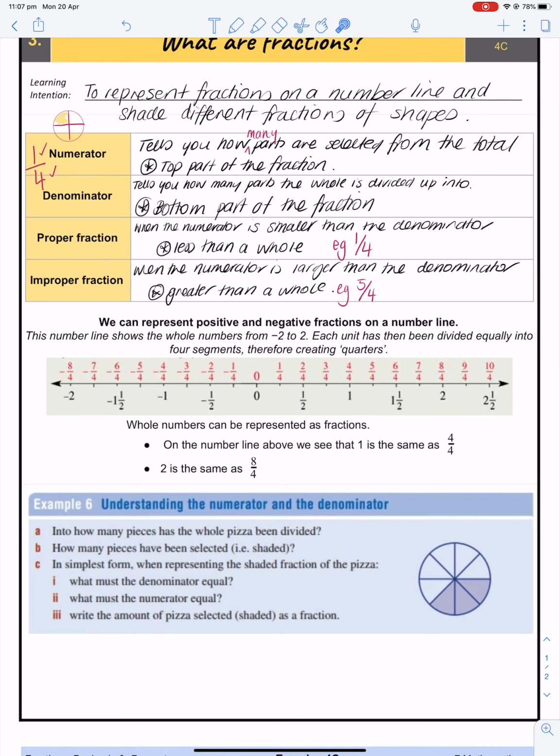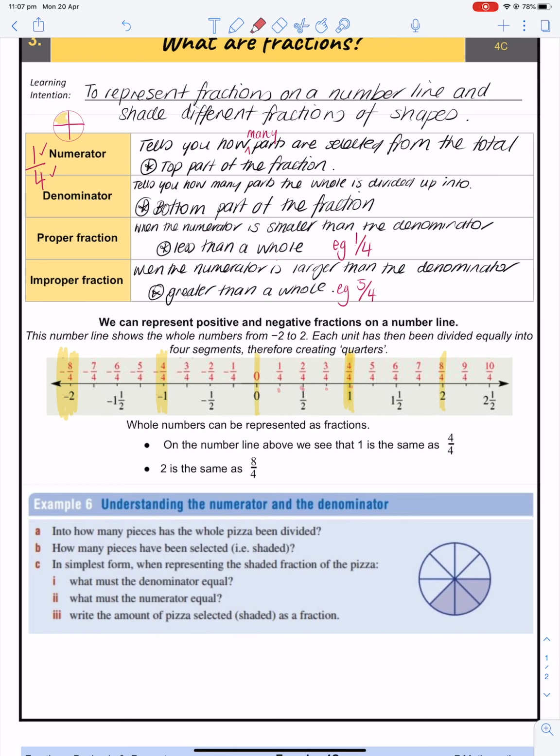Now, we can represent positive and negative fractions on a number line. So this number line, in the example here, shows the whole numbers from -2 to 2. Each unit has then been divided equally into 4 segments, therefore creating quarters. Okay, so if we start at 0, and we're looking at our whole numbers, I'm just going to highlight them. So 0 being, we've got 1, we have 2, we have -1 on that side, and we have -2 on that side. And what we've done is we've portioned out this number line into quarters. Okay, so if you have a look, we've got 1 quarter, 2 quarters, 3 quarters, 4 quarters.